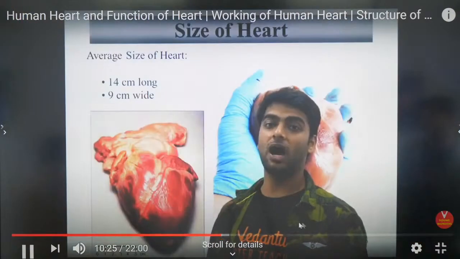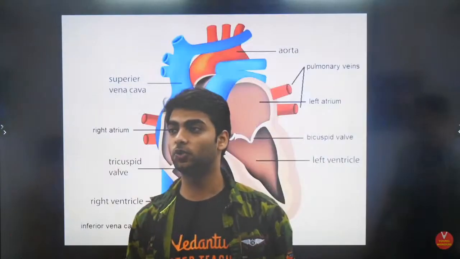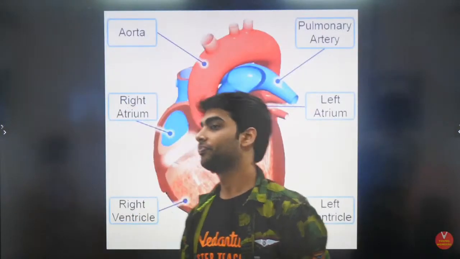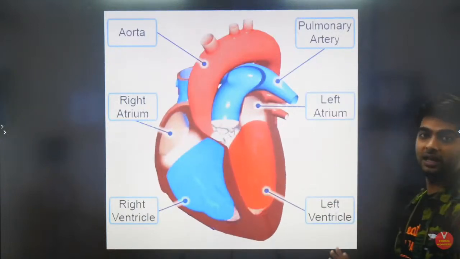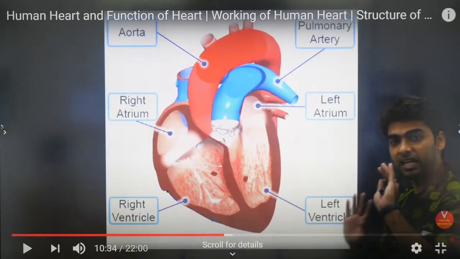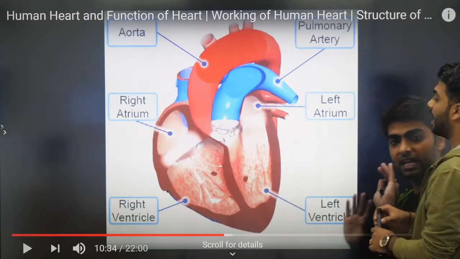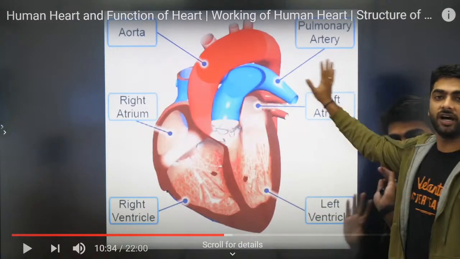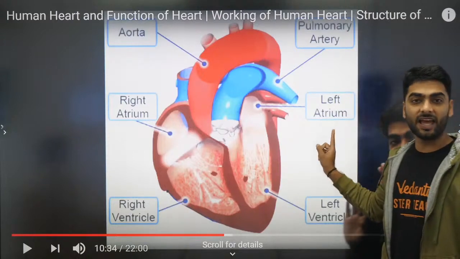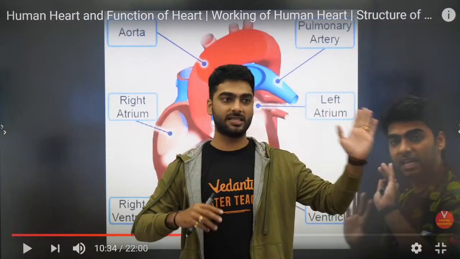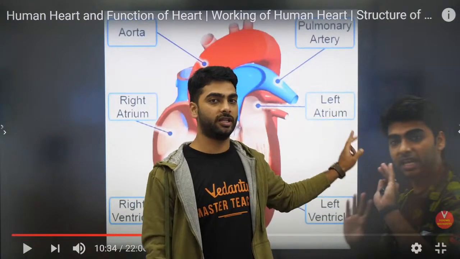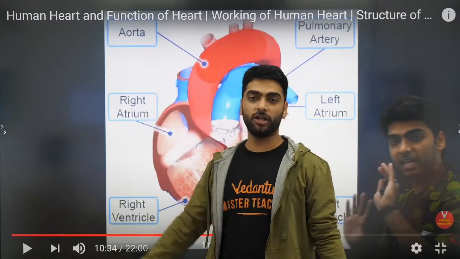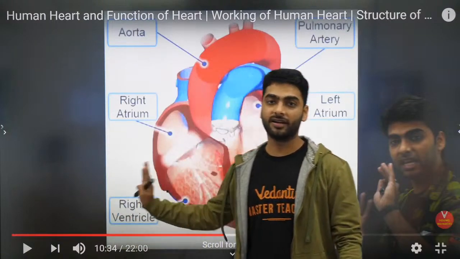So now let us see how the heart pumps blood. Please watch this video, guys. Now guys, see here. A very simple slide. These are the different chambers of the heart. This is the left atrium. I'm standing here, so this is left, this is right. This is the left atrium, also called the auricle. Left auricle, left ventricle, right ventricle.